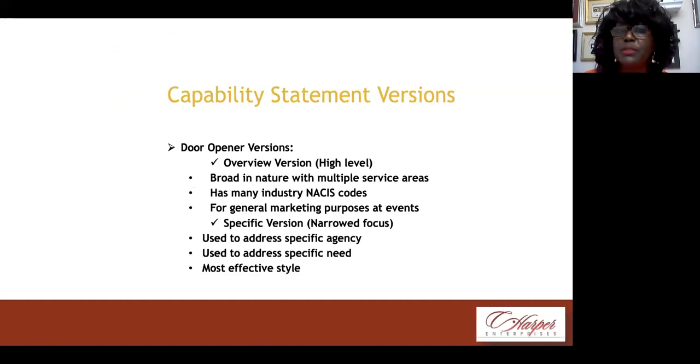So there are capability statement versions. Well, it's a door open version. One is a very high level version with everything that you do included on it. So that one is inclusive. It's very broad in nature, has many NAICS codes, and for general marketing purposes at events, it's important that you have this one.